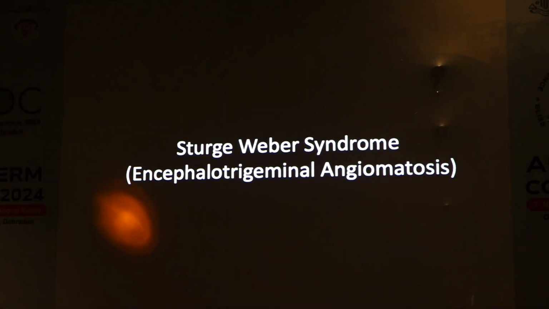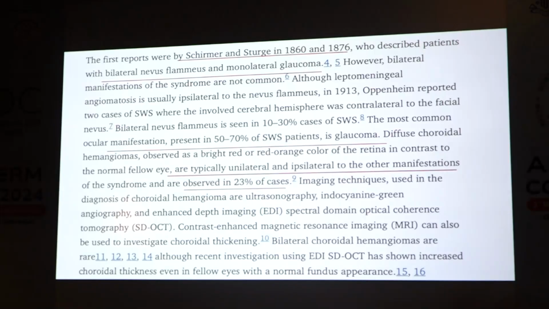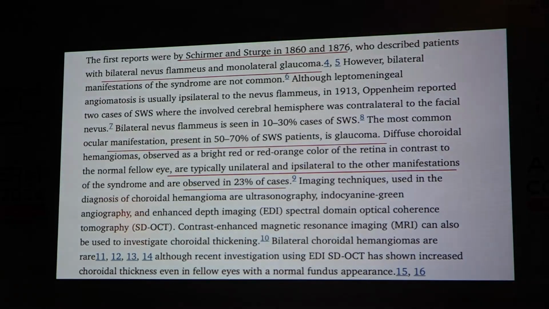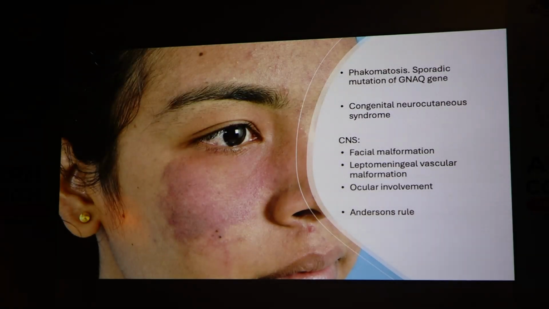Encephalotrigeminal angiomatosis was first described in 1860 by Schirmer and later on contributions by William Allen Sturge and Frederick Parkes Weber in 1876. Interestingly, the first case that was described was actually a bilateral nevus flammeus with raised intraocular pressure. This is a phakomatosis with mutation of the GNAQ gene, and patients may have underlying CNS manifestations like leptomeningeal vascular malformation. Anderson's rule states that if the upper lip is involved with vascular malformations, there is a very high chance that an intraocular involvement is present.